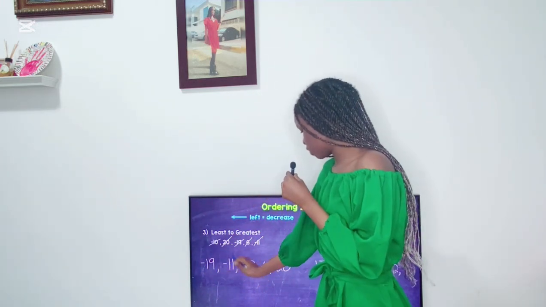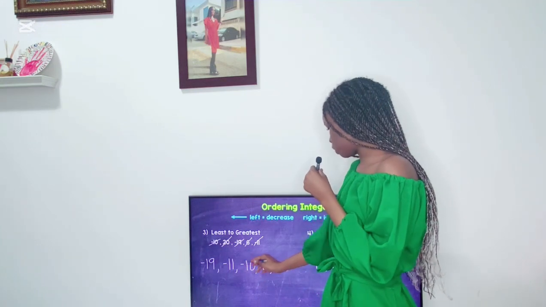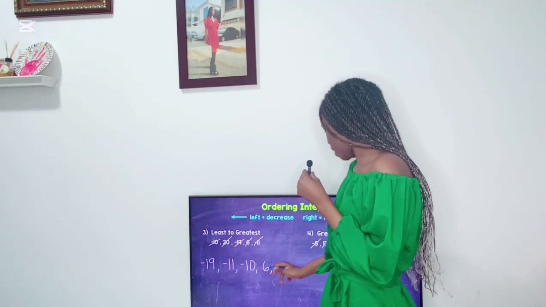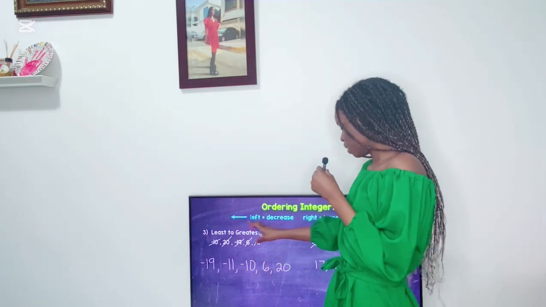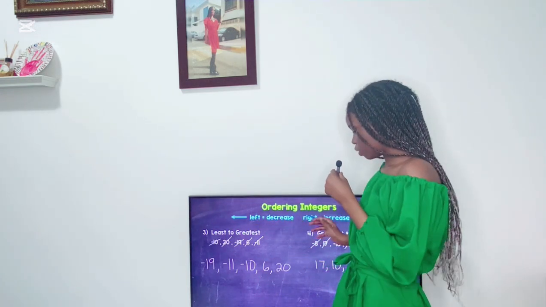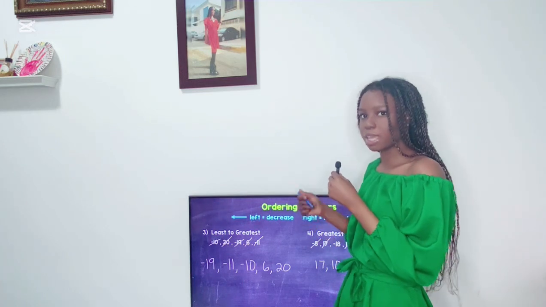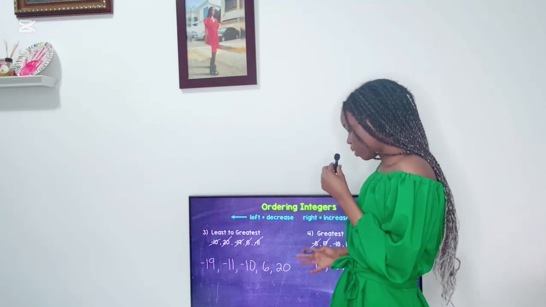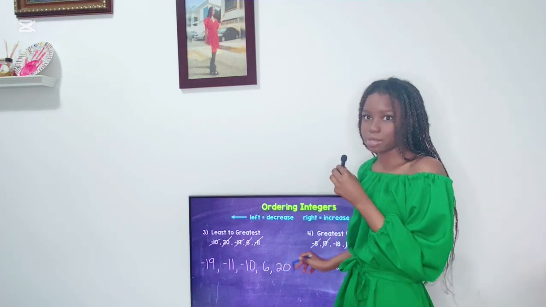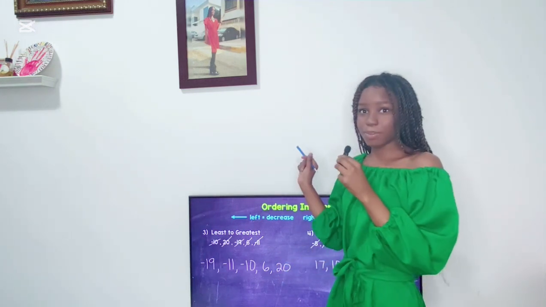Then we'll take -11, -10, which one? 6, and 20. 20 is practically the bigger number here, right? If we're going from right, 1, 2, 3, 4, 5, 6, 7, 8, 9, 10, 11, 12, 13, 14, 15, 16, 17, 18, 19, 20. Yeah, so 20 is the big boss here, okay? 20 is the major one.